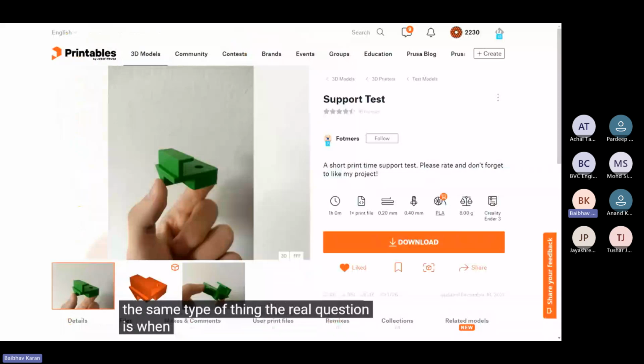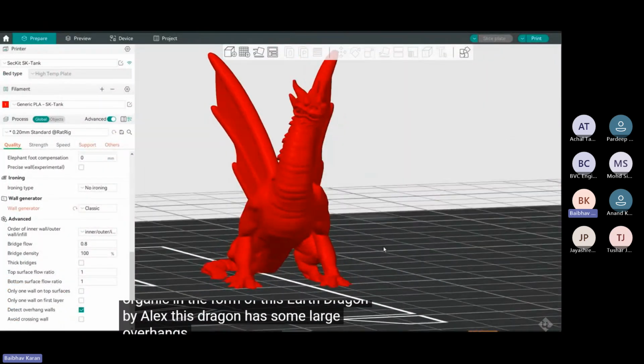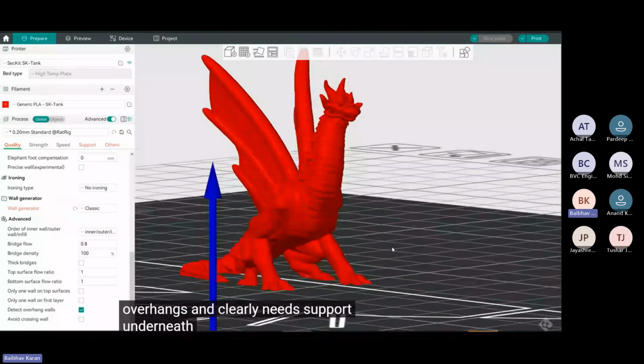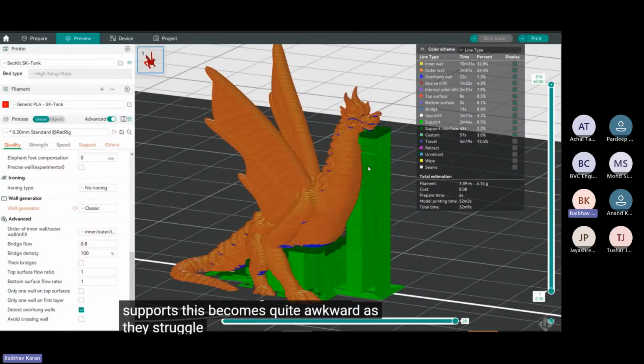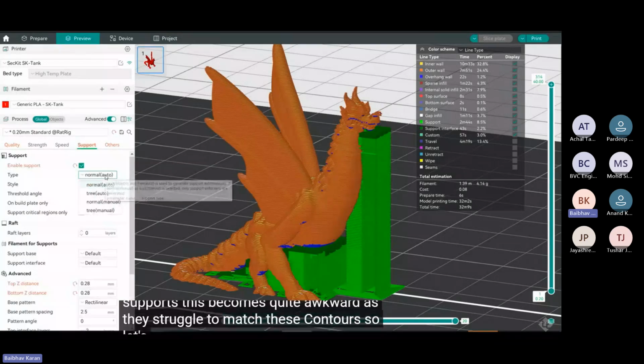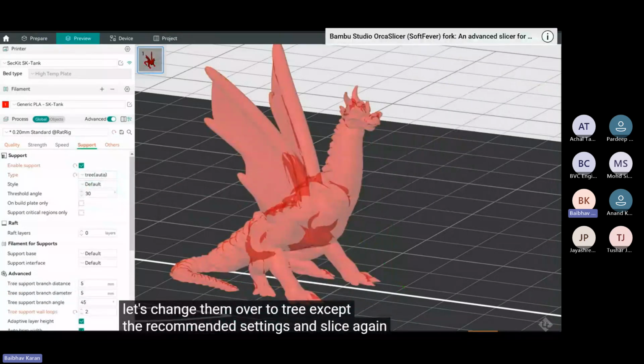The real question is when to use them, and I would argue that our existing test model is not ideal. So how about something more organic in the form of this Earth Dragon by Alex? This dragon has some large overhangs and clearly needs support underneath. But looking at traditional supports, this becomes quite awkward as they struggle to match these contours. So let's change them over to tree, accept the recommended settings, and slice again.